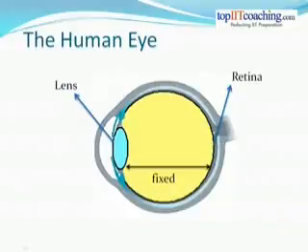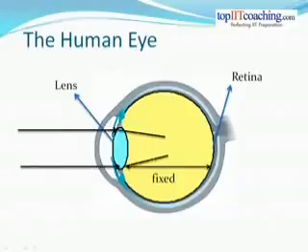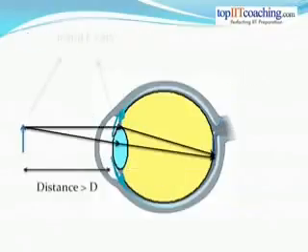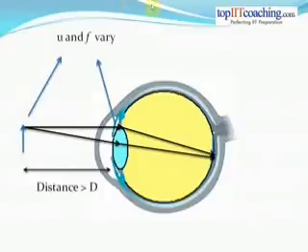Now if the image distance is fixed, how is it that for different object distances we can still see the image at the same place, the retina? This is possible because U and F vary. The object distance varies, but the focal length of the eye lens can also be varied. So remember the formula 1 by V minus 1 by U equal to 1 by F. U and F vary in the case of an eye, and V is constant.